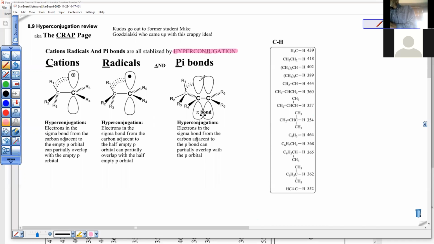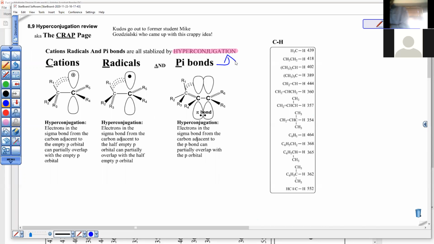And we call this the crap page because cations, radicals, and pi, we don't usually use the little words, but CRP isn't a word. Cations, radicals, and pi are stabilized by what? Hyperconjugation.